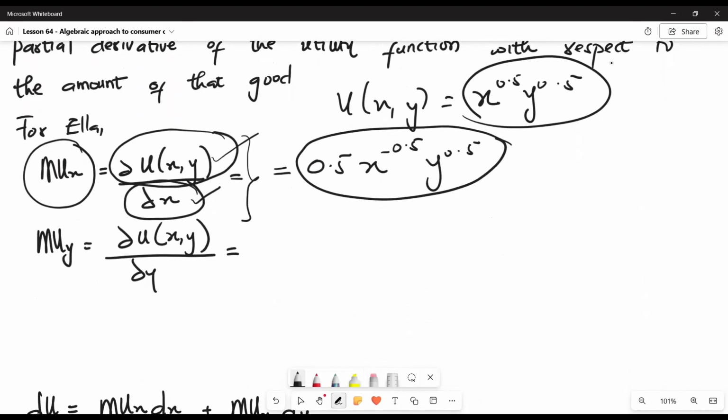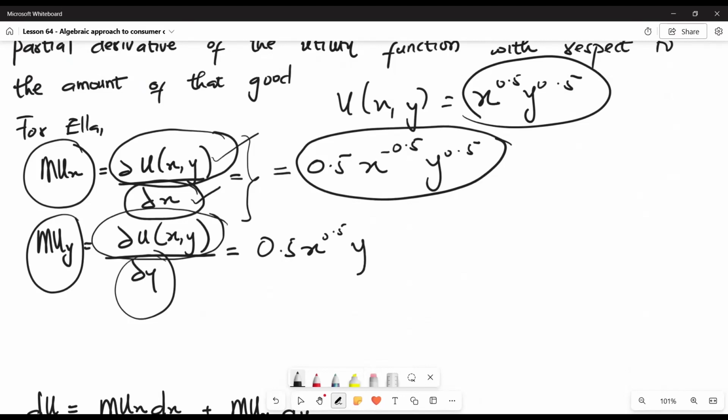Now, if we do the same for good y, the marginal utility of good y is simply the differentiation of the total utility function with respect to good y, telling us how much total utility changes when we change y. So differentiating the total utility function with respect to y gives 0.5 x raised to the power 0.5, y raised to the power minus 0.5.